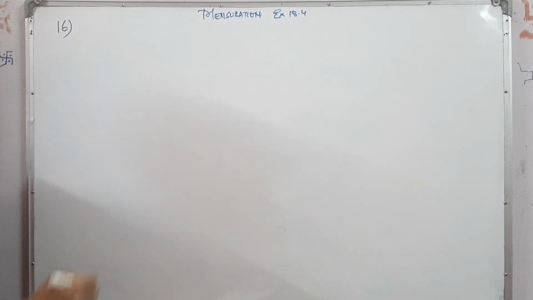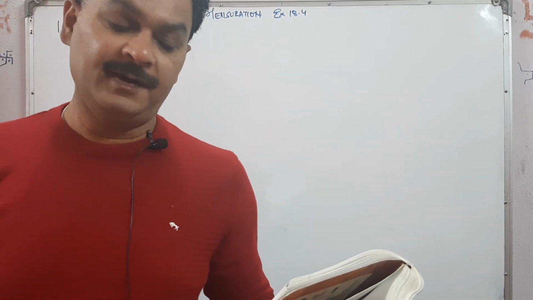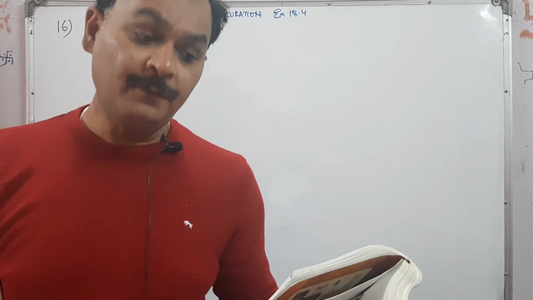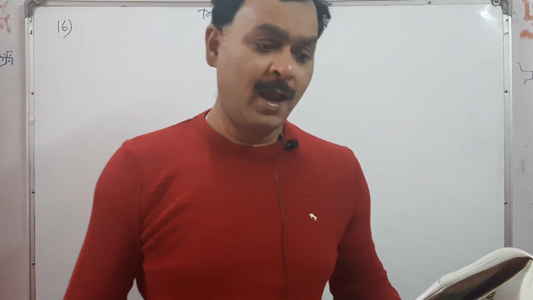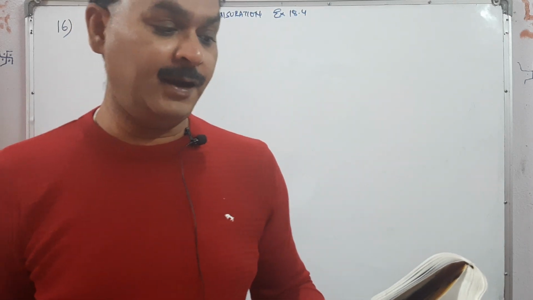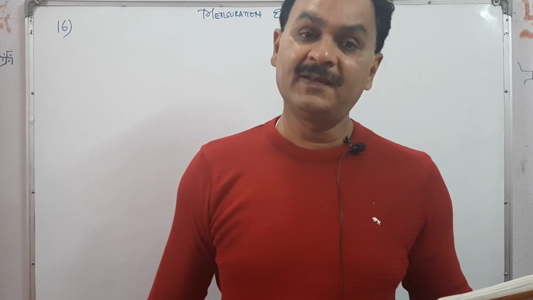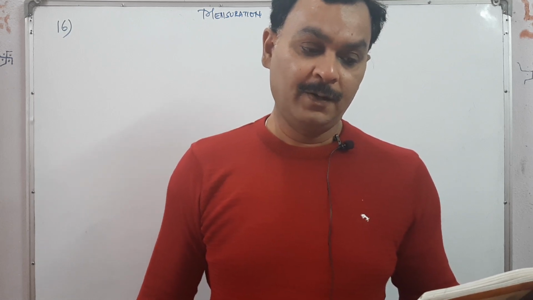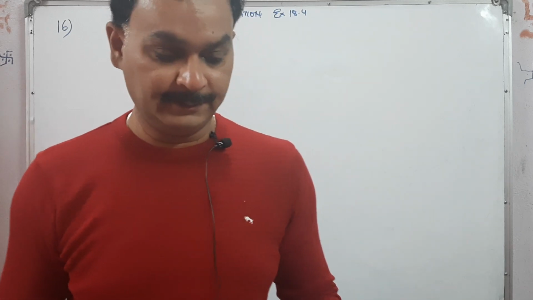Question number 16. The sum of the radius and height of a cylinder is 37 centimeter and the total surface area of the cylinder is 1628 centimeter square. Find the height and the volume of the cylinder.